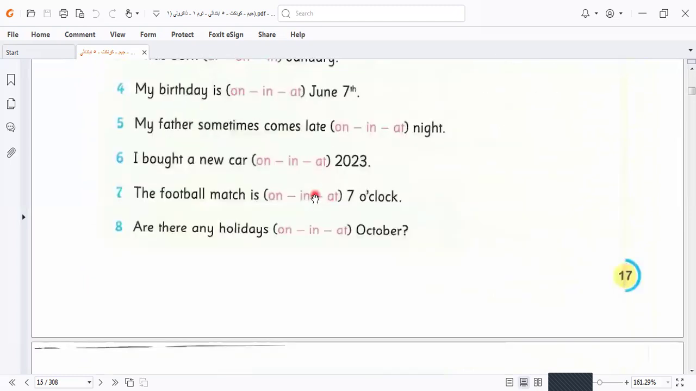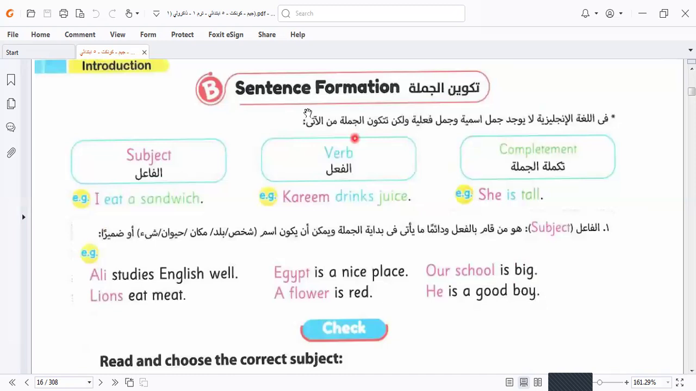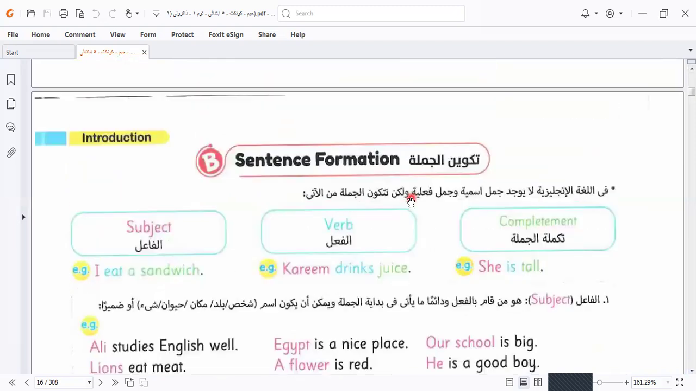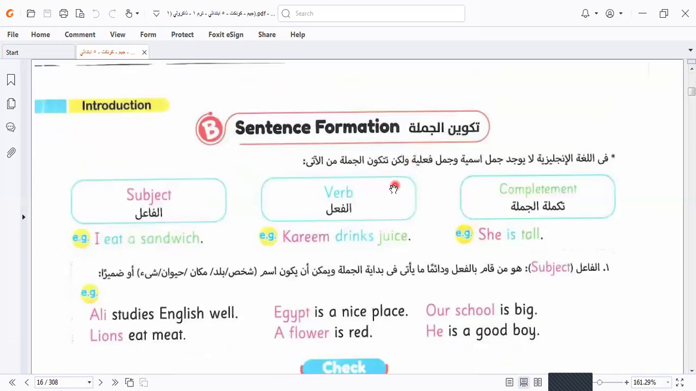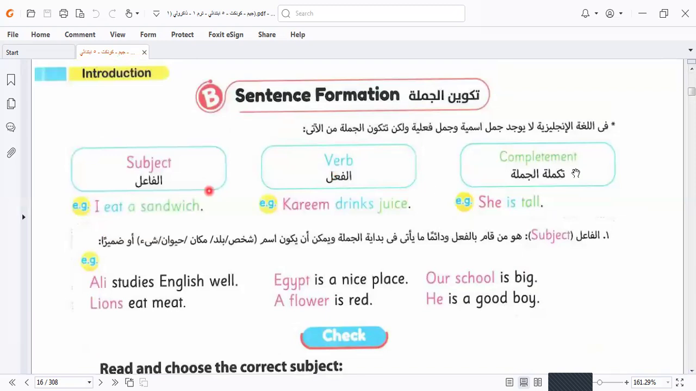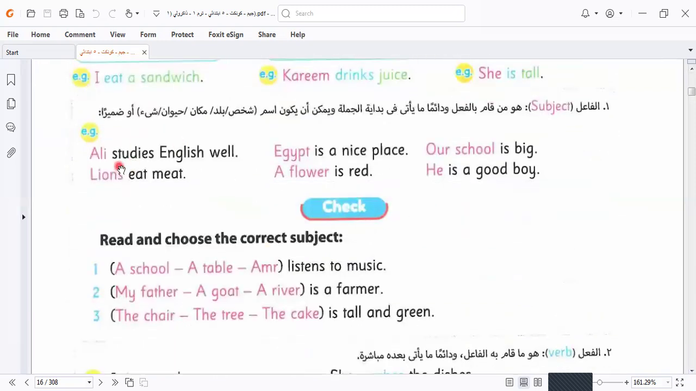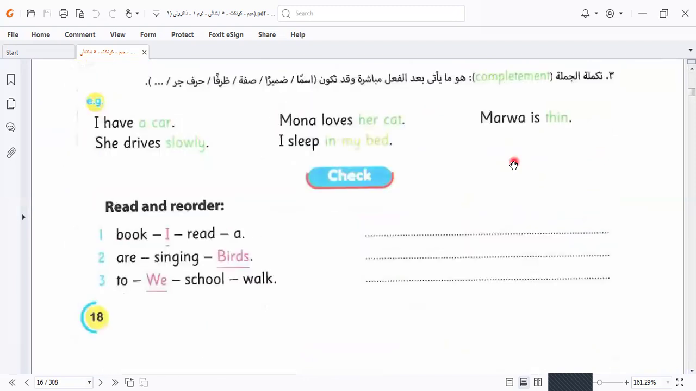Okay. Here we have the formation of the sentence, as we told you when we answered the rearrange question. I write this rule when we answer this question. So it must be subject, verb, object, as you know from the video. Here we have Ali studies English well. Egypt is a nice place. Our school is big. Okay.